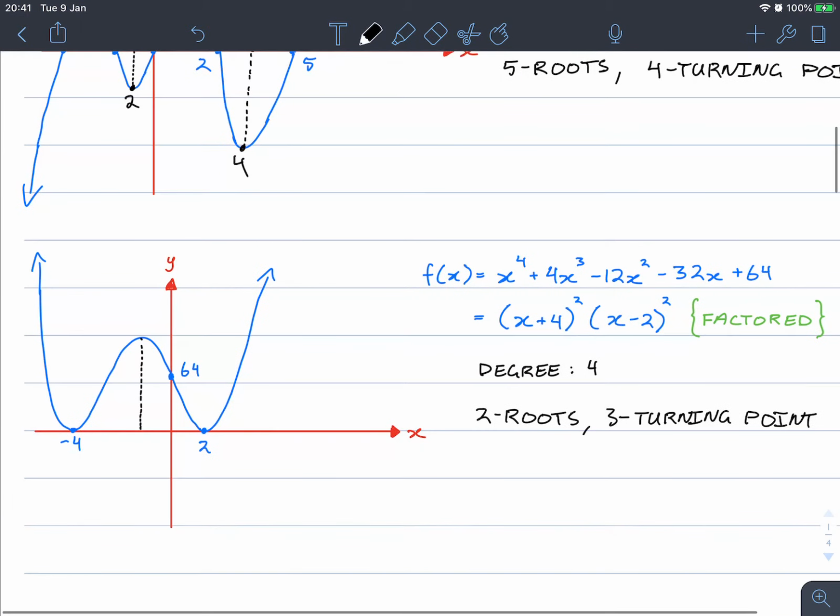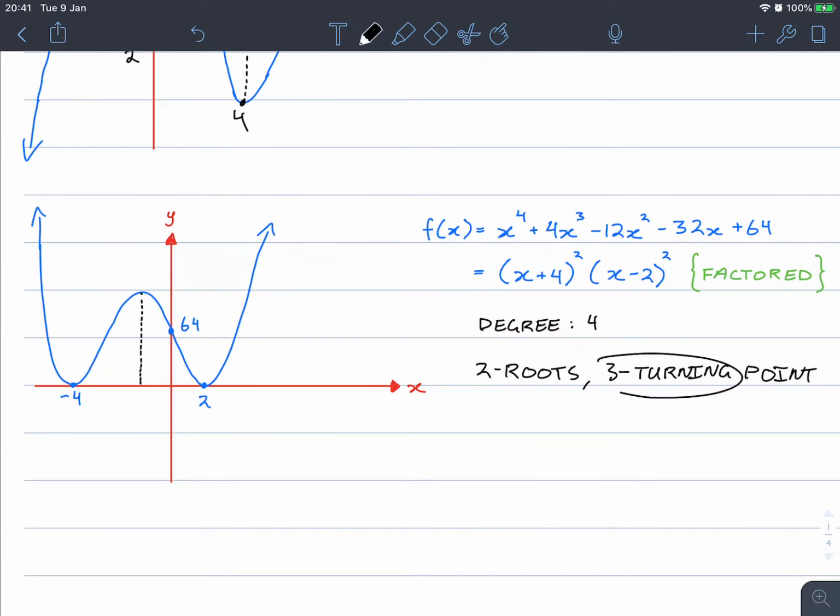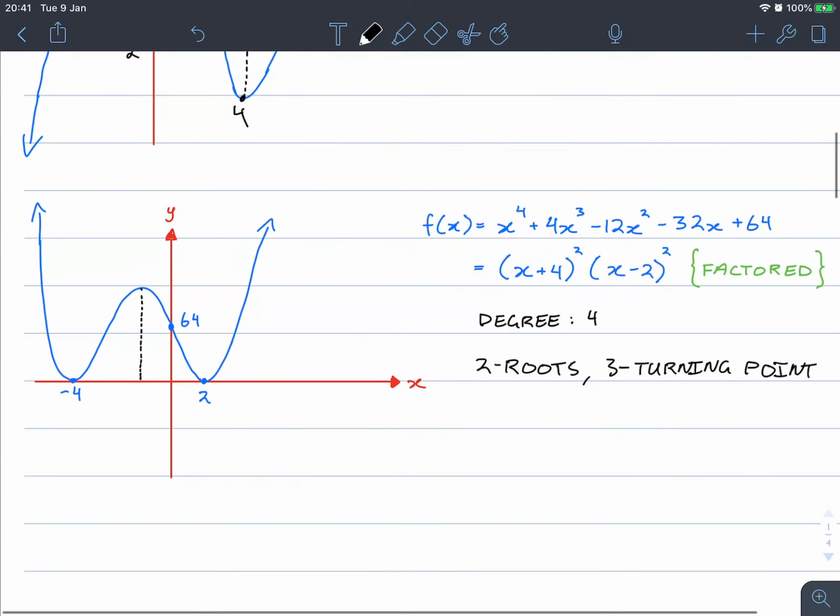Now, just because it has degree 4 doesn't mean it needs to have 4 different roots. The degree only determines the most number of roots it will have, but the number of turning points will always be 1 less than the degree of the polynomial. So it has 1 turning point here, 2, and 3 turning points.